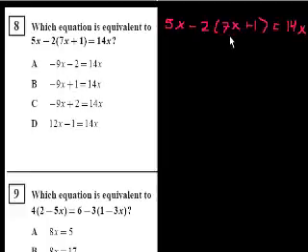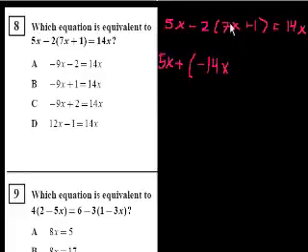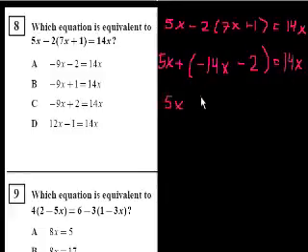This 2 times the (7x plus 1), or we could even say minus 2 times (7x plus 1). So then this becomes 5x plus, I'm just going to distribute the minus 2 times all of this, plus minus 2 times 7x is minus 14x, and then minus 2 times 1 is minus 2, is equal to 14x. And on all of these choices, they have 14x on the right-hand side, so they just want us to simplify this.